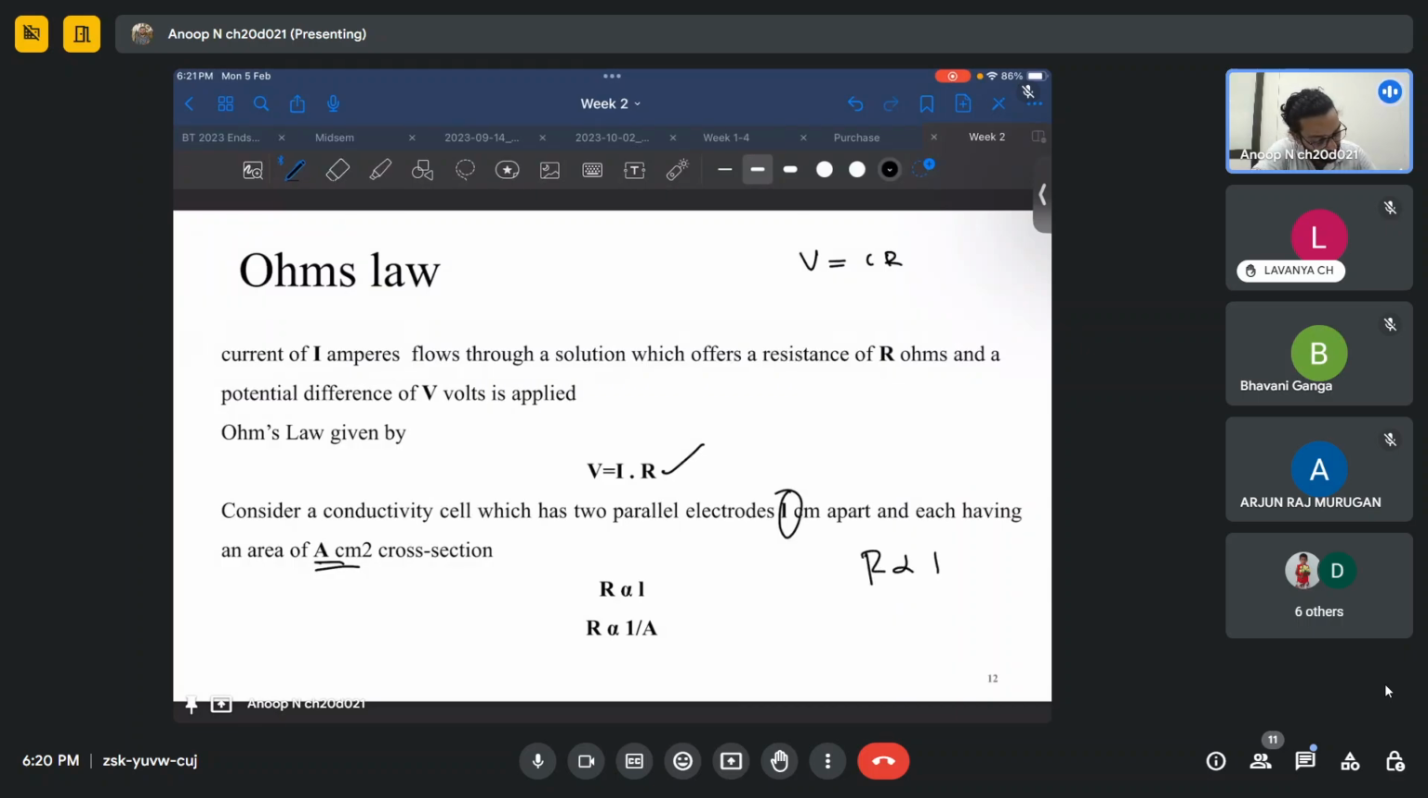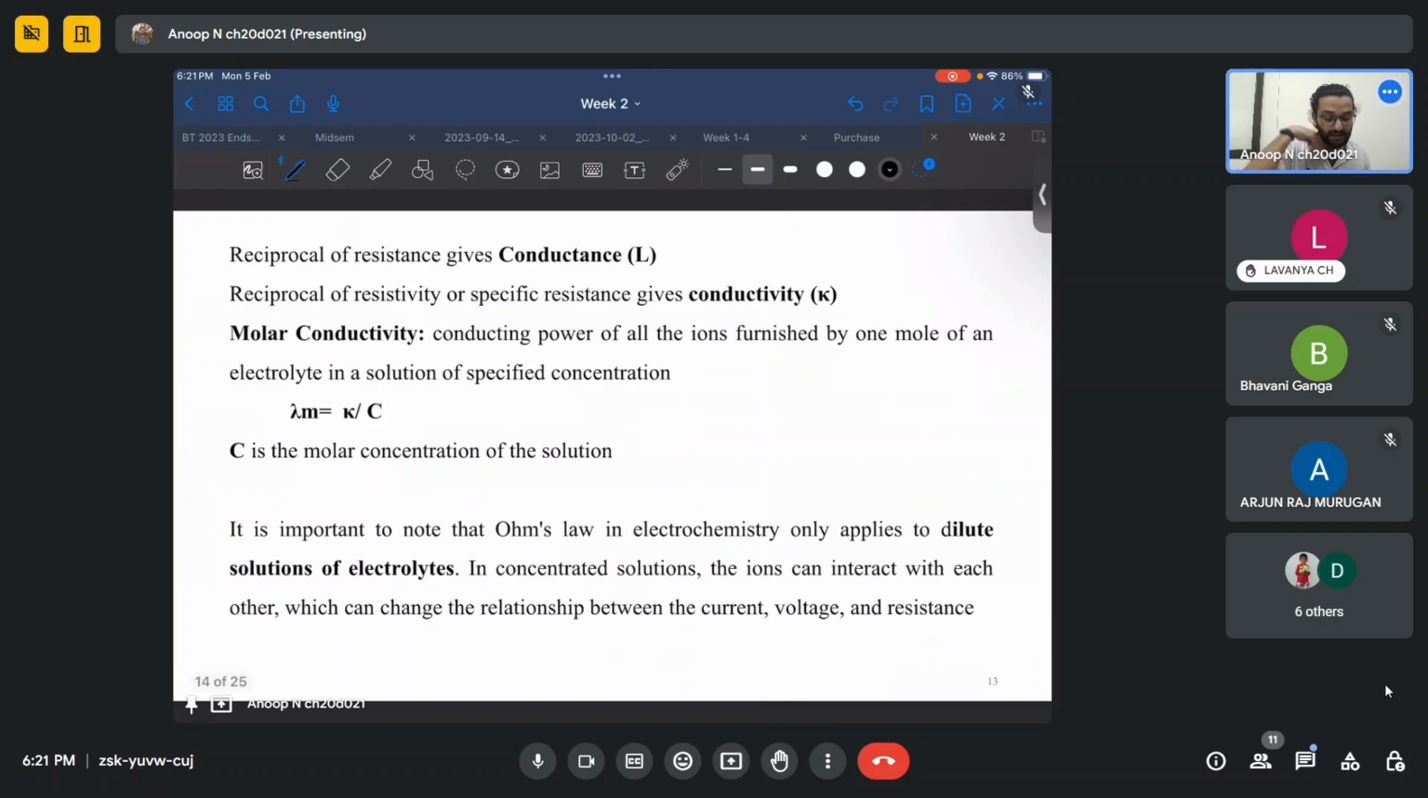R is proportional to L. Then R is inversely proportional to A. So we have R is equal to rho L by A, where rho is called the resistivity. Then the reciprocal of this resistance is called conductance. Similarly, the reciprocal of resistivity is called conductivity.